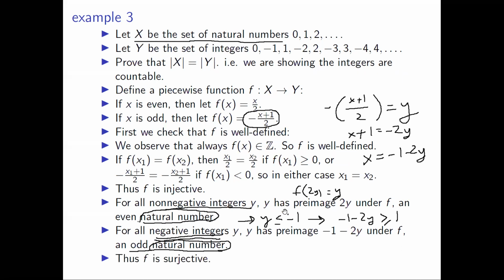So we just showed that f is surjective. And that means that f is bijective because it's both injective and surjective. So our sets X and Y have the same size. In other words, we showed the integers are countable.